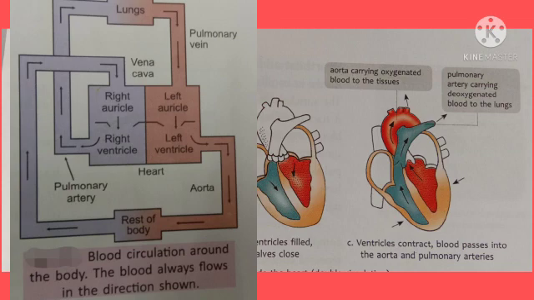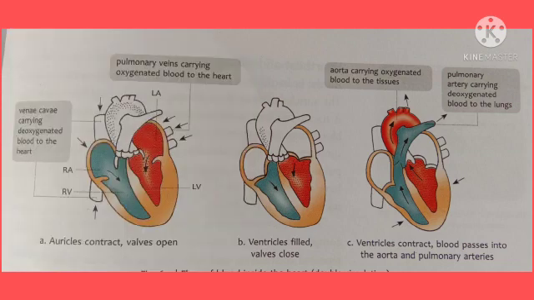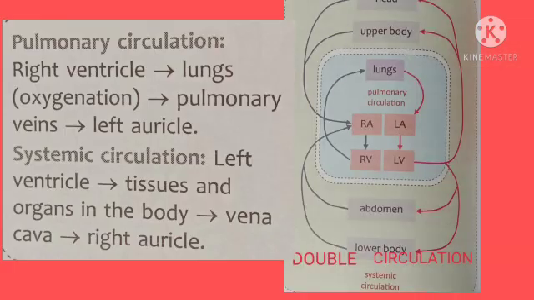After oxygenation, the blood is brought back to the heart through pulmonary veins into the left auricle. From the left auricle, the oxygenated blood flows to left ventricle through bicuspid valve, and then it is pumped into the aorta, the largest artery in the body, to be supplied to all body tissues.